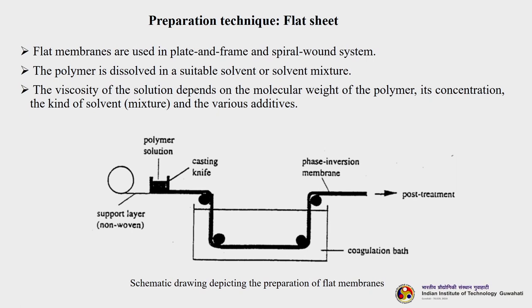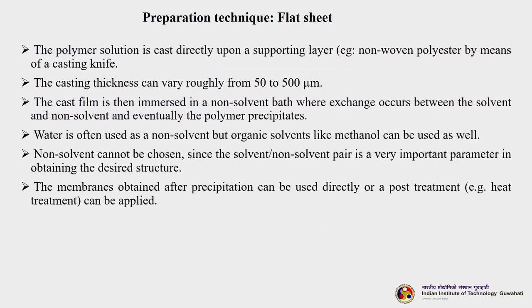There are some conveyors, usually having stainless steel belts. Then we can have a casting knife here. The height of the knife determines the thickness of the membrane. Then it goes through a coagulation bath. After it is cleaned and comes out of the coagulation bath, we will have to go for different post treatments before we get a dry membrane.